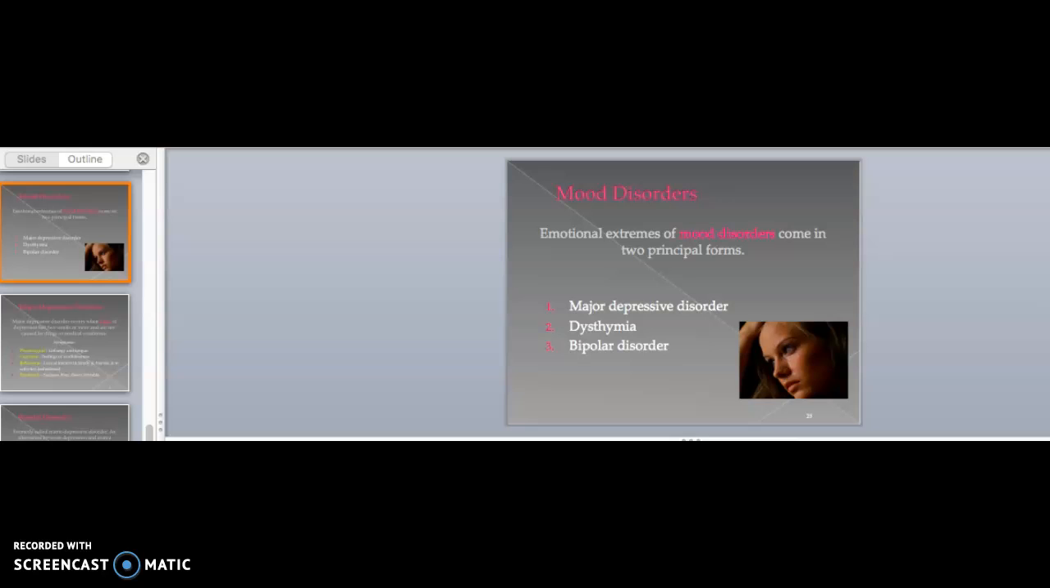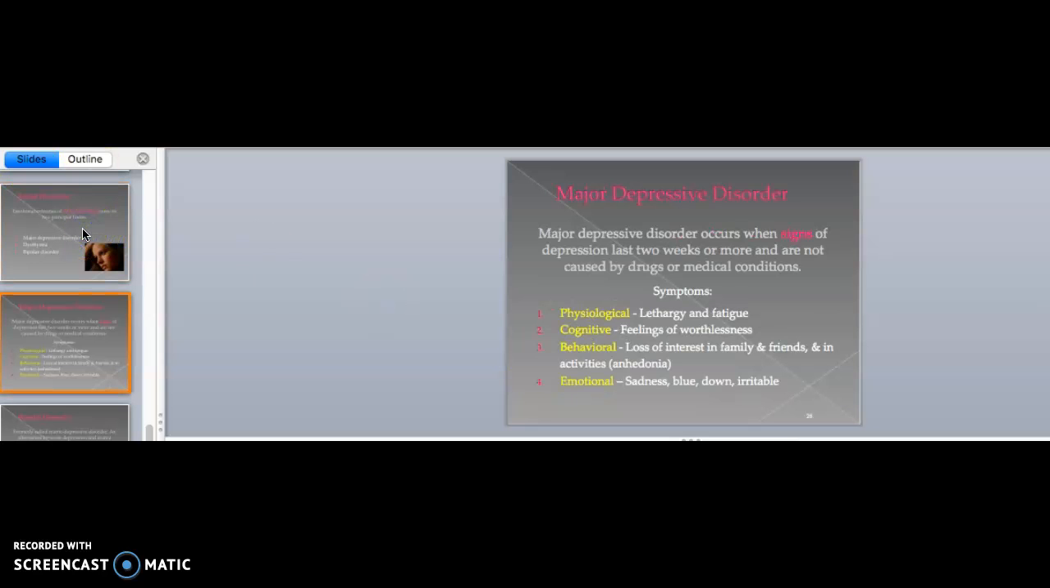So this lecture deals mostly with mood disorders. We're going to be talking about major depressive disorder and bipolar disorder mostly. Dysthymia is another kind of subcategory of mood disorder. It is more of a low-grade depressive disorder, not like MDD, major depressive disorder. Your book talks a little bit more about it, but for lecture's sake, we're going to focus on numbers 1 and 3 here. So let's start off with major depressive disorder.